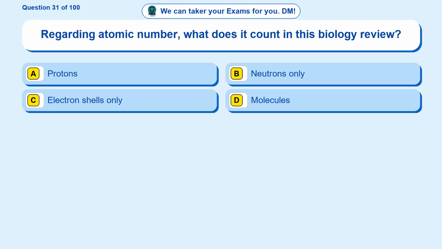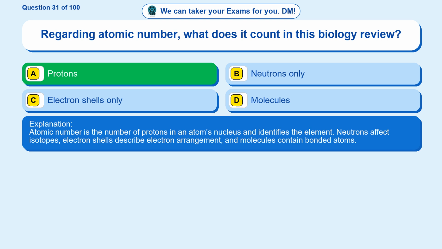Question 31. Regarding atomic number, what does it count in this biology review? Option A, protons. Option B, neutrons only. Option C, electron shells only. Option D, molecules. The correct answer is option A. Protons. Atomic number is the number of protons in an atom's nucleus and identifies the element. Neutrons affect isotopes, electron shells describe electron arrangement, and molecules contain bonded atoms.